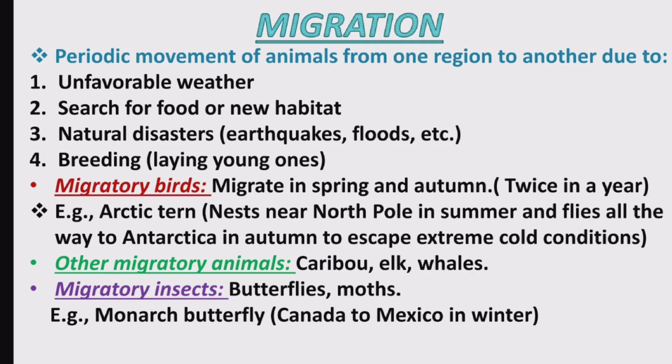Example, Arctic terns. They nest near the North Pole in summer and fly all the way to Antarctica in autumn to escape extreme cold conditions. Other migratory animals are caribou, elk, whales. Migratory insects are butterflies, moths. Example, monarch butterfly. They migrate from Canada to Mexico in winter.